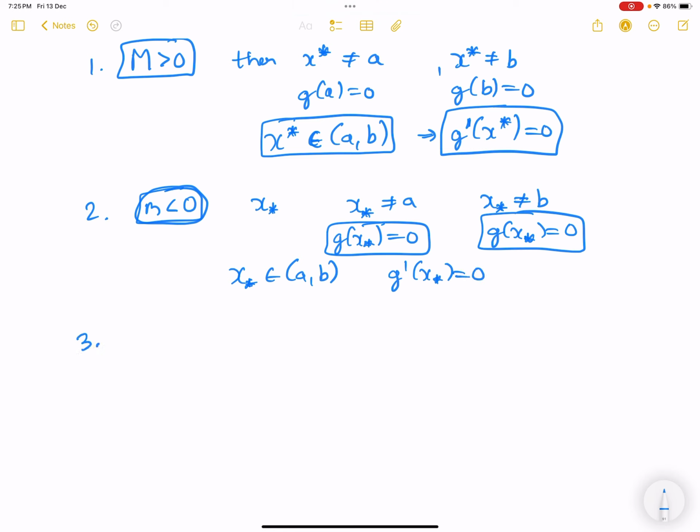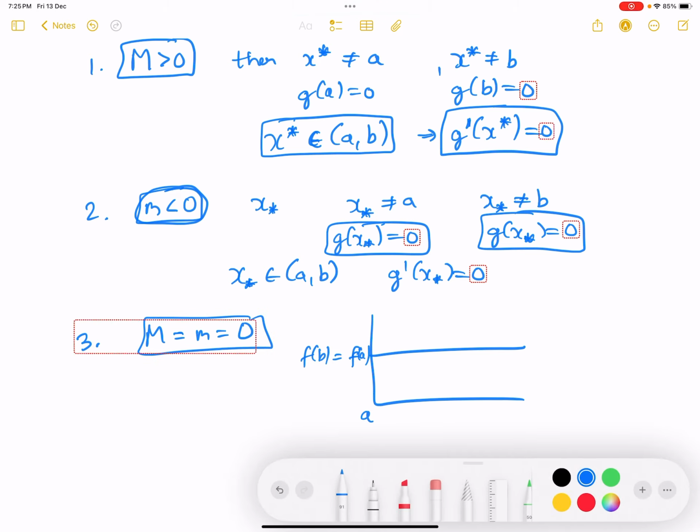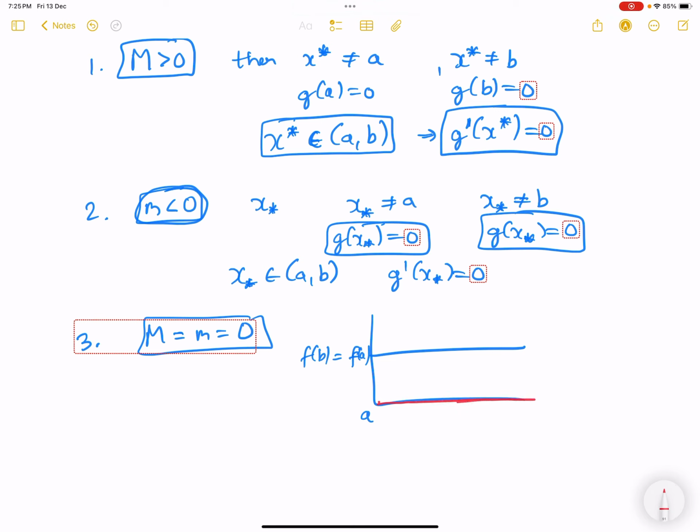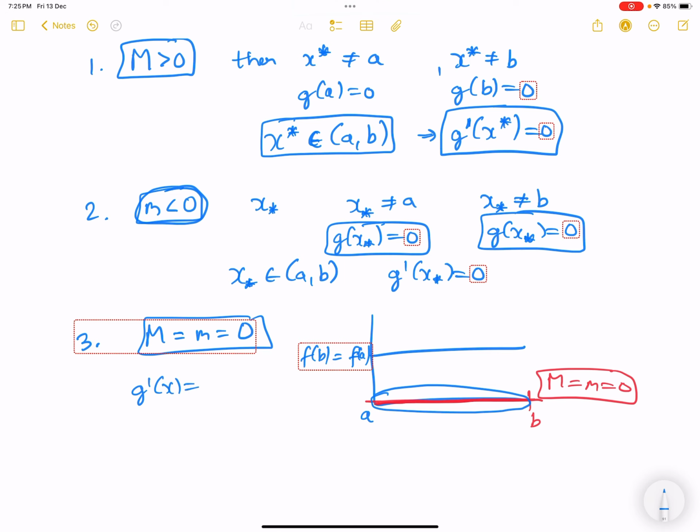Third case, when the maximum value equals the minimum value equals 0, we have a function like this. Suppose this is a, this is f(a), which is equal to f(b). But since it is equal to 0 only, it would lie on the x-axis. So this is the interval and the image is m equals 0. Now in this particular case, this would be satisfied for any value of x in this.